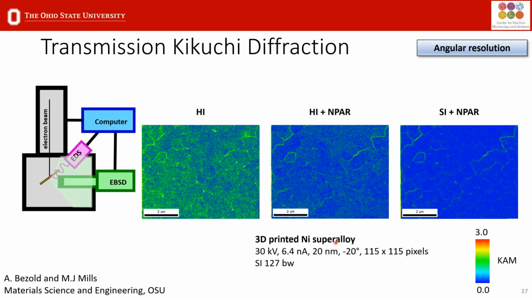So we used the TKD analysis to get a high spatial resolution, and then by performing spherical indexing, we can improve the angular resolution to get high angular resolution as well. So by combining the TKD with the re-indexing, we can get both high spatial resolution and high angular resolution. And then we can very nicely map out these low angle grain boundaries for this particular nickel superalloy.